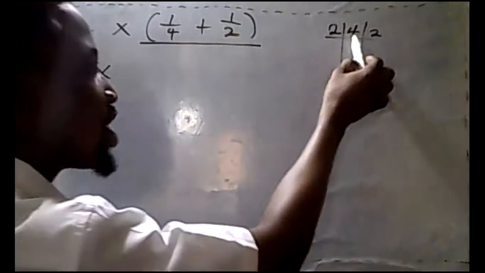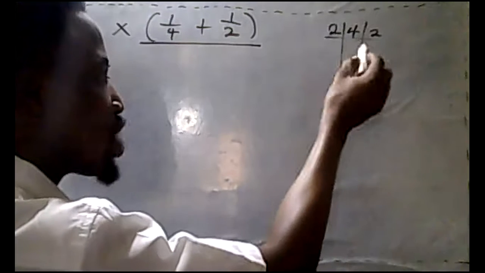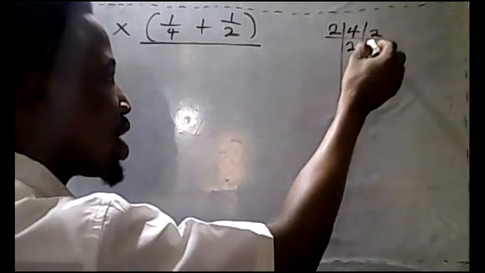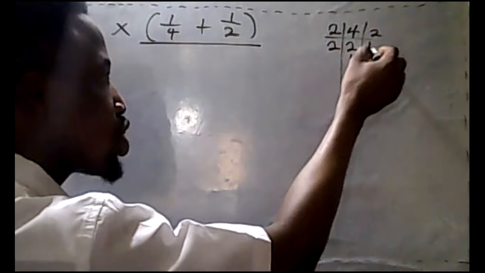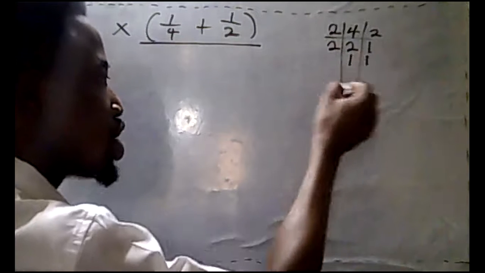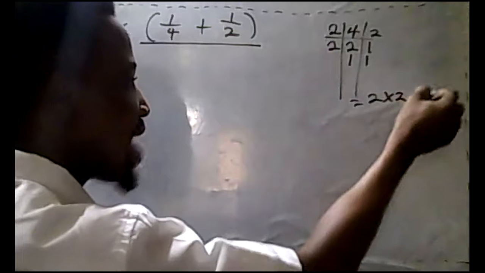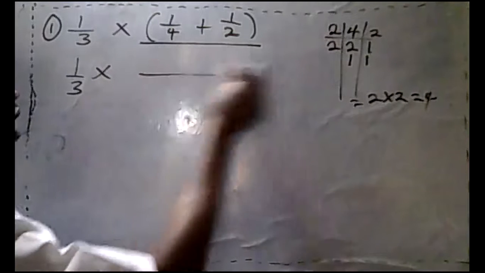How? Look for the number that will divide 4 and at the same time divide 2. That number is 2. 2 in 4 is 2. 2 in 2 is 1. You do 2 again. 2 in 2 is 1. 2 in 1 is 1. So the LCM is 2 times 2. That is 4. Therefore, the LCM of 4 and 2 is 4.